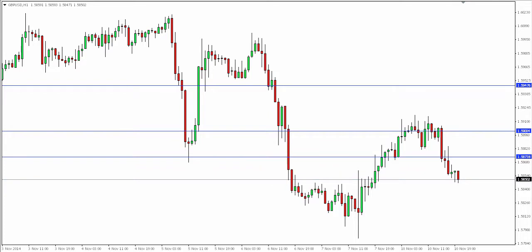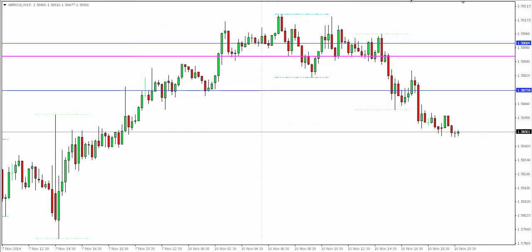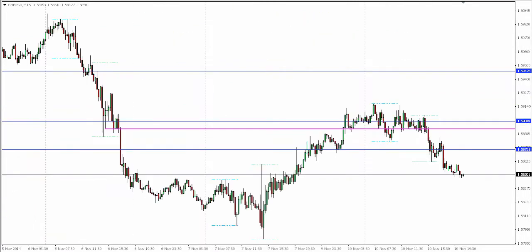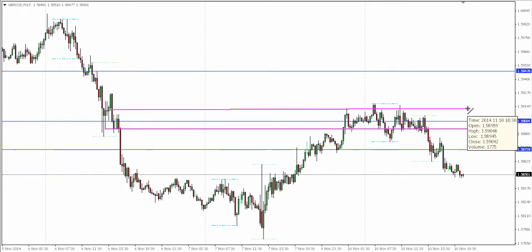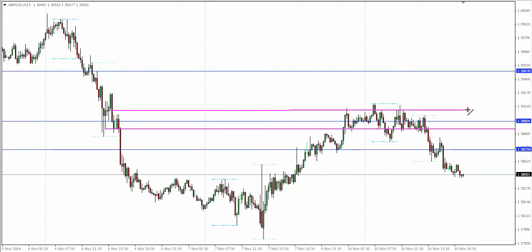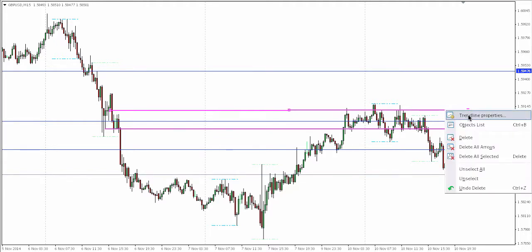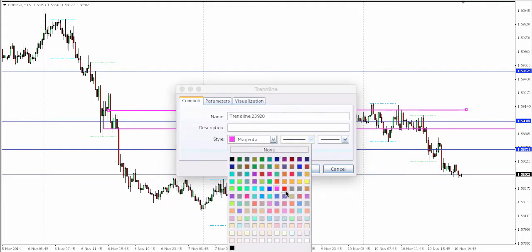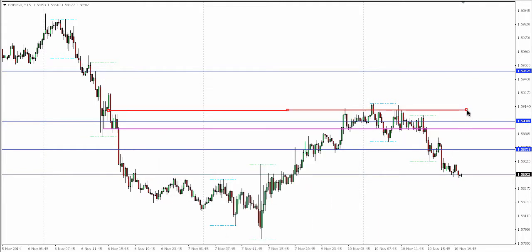Let me zoom in so you can see it better. There's a fairly nice hourly order block sitting right over here. Whenever we drop down to the 15-minute time frame, let me zoom out so we can see the order block. We can delineate this as the actual bullish candle prior to the drop. Let me put it on a different color.